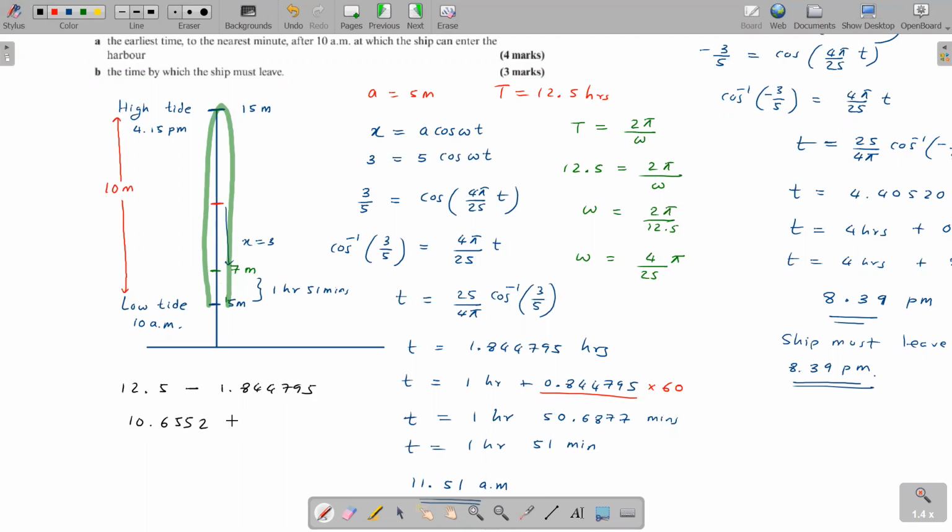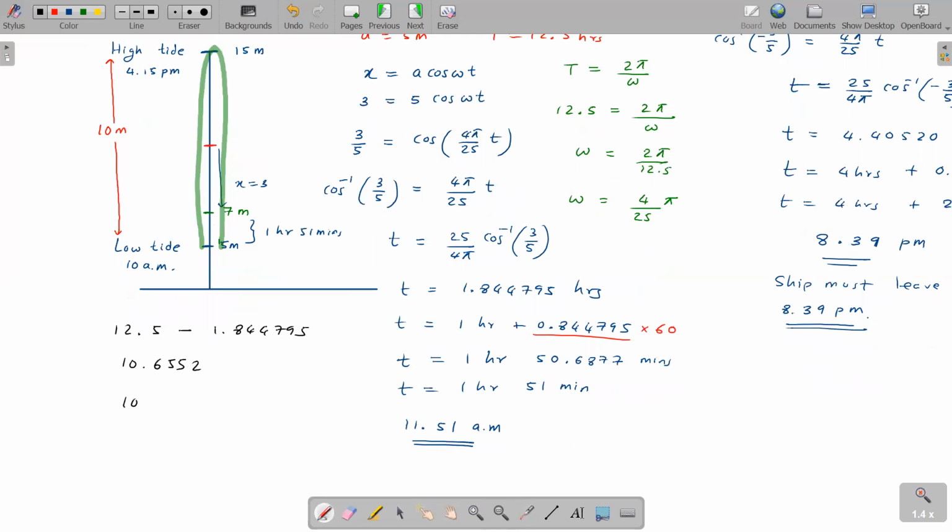So now remember, you are measuring the time from the low tide now, because we took the periodic time 12.5 hours and we subtract the time taken between 7 and 5. So then now you get the time difference, 10 hours and how many minutes? You have 10 hours and 0.6552 hours, which you should multiply by 60 to make it into minutes. So you have 10 hours, and then when you multiply with 60, you get 39.3123, which means the nearest minute is 39 minutes.